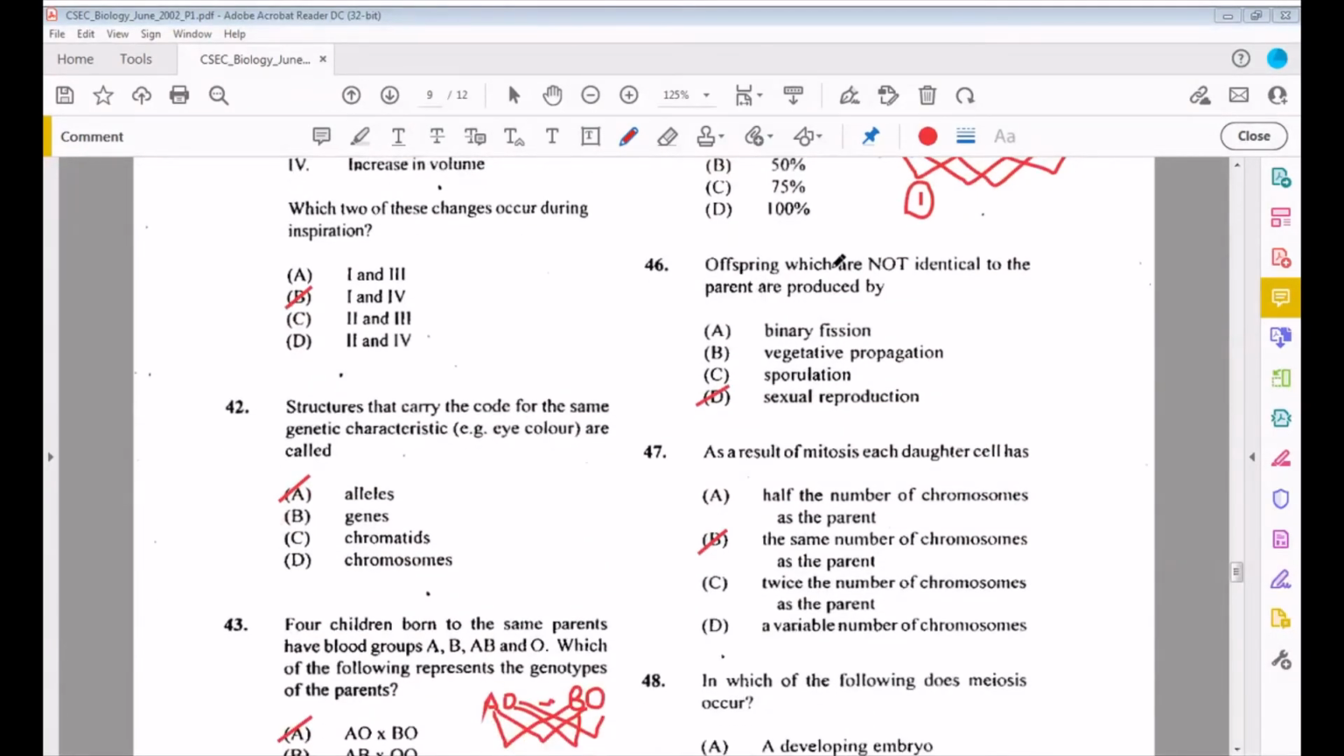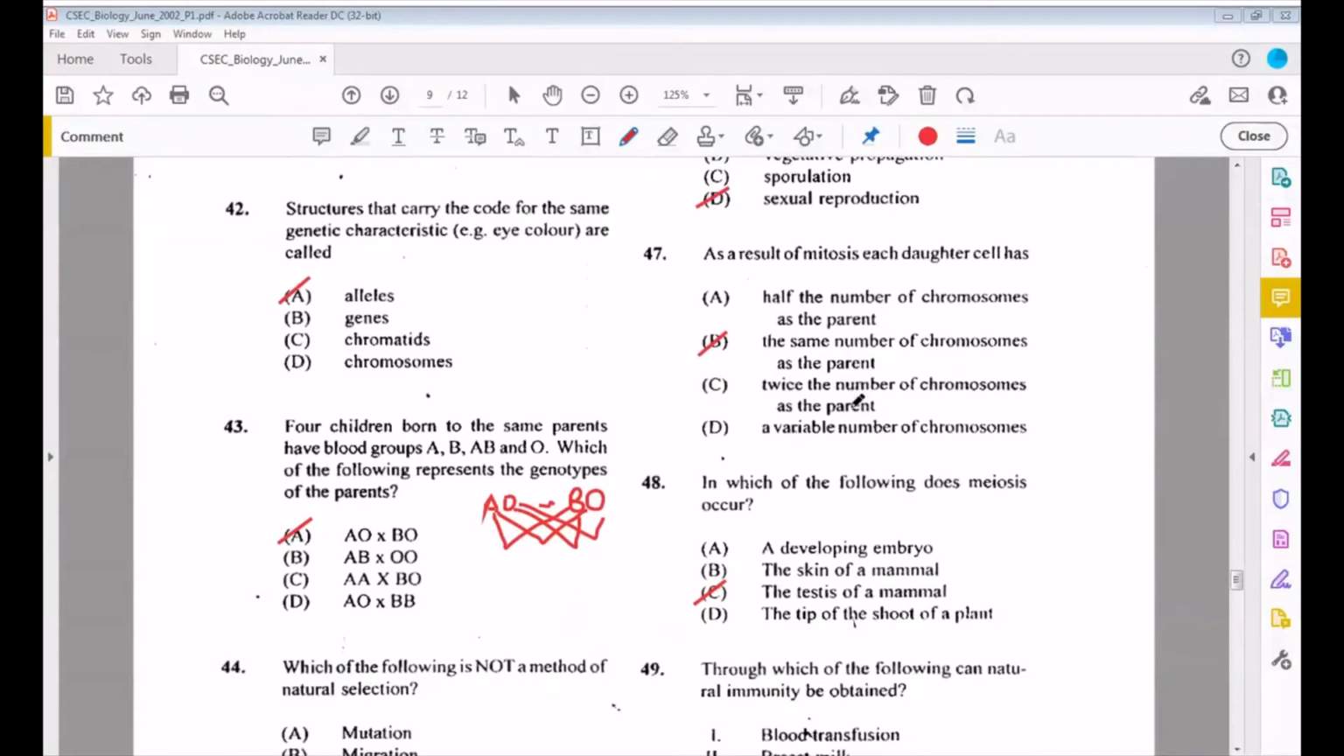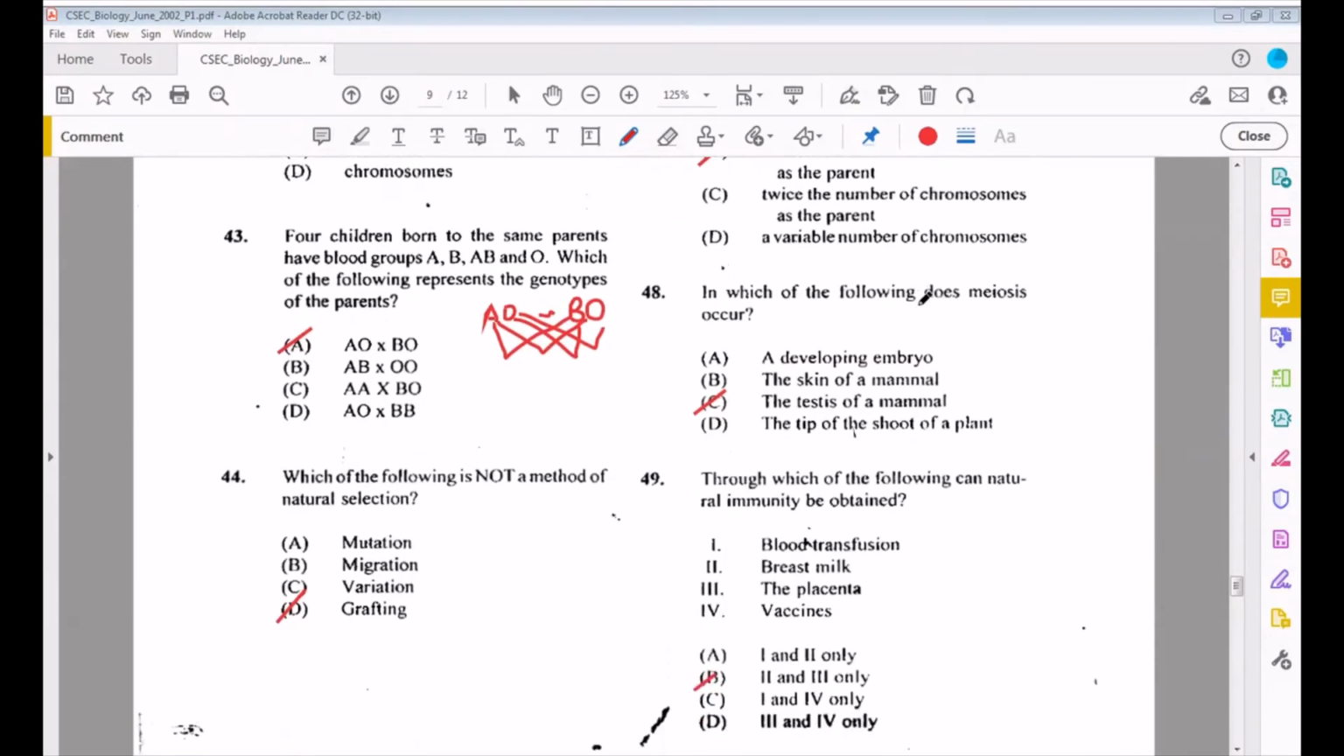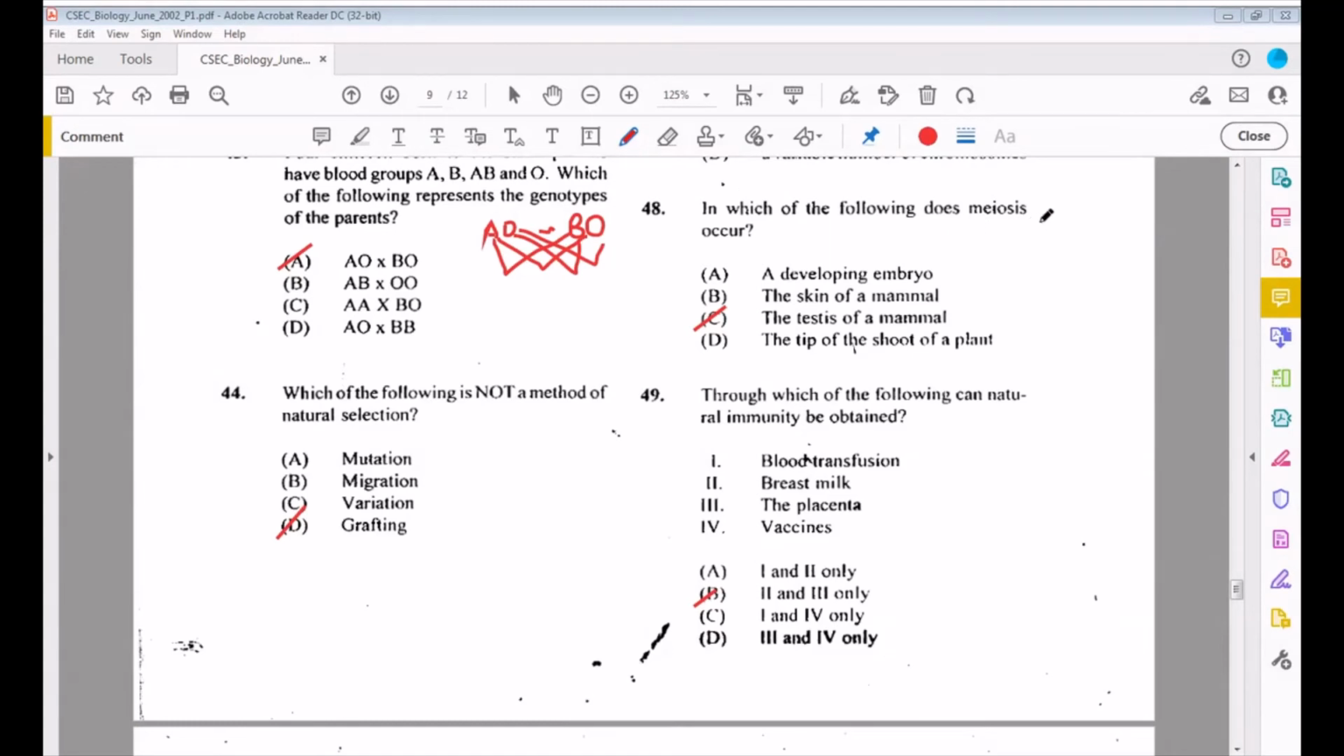46. Offspring which are not identical to the parents are produced by D, sexual reproduction. That's a given. 47. As a result of mitosis, each daughter cell has D, the same number of chromosomes as the parent. We're creating clones via the process of mitosis. 48. In which of the following does meiosis occur? C, the testes of mammals, where we have sperm being produced. 49. Through which of the following can natural immunity be obtained? B, 2 and 3. So from breast milk, even though it's passive, it is still passive natural immunity, and the placenta, right? So vaccines, this is artificial, and we know no, there's a no for this blood transfusion here.